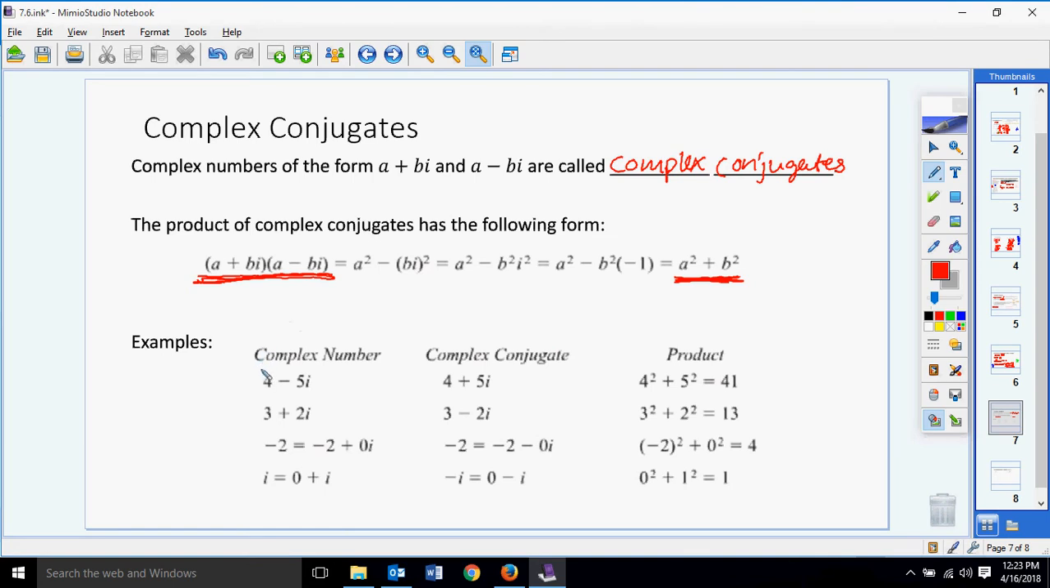So for instance, if I were to multiply these two conjugates, 4 minus 5i and 4 plus 5i, I'm squaring the 4 and I'm squaring the 5. There is no more I. So 4 squared is 16 plus 5 squared, so 25. You get 41. Notice that all of these complex conjugates multiplied by each other just result in a number. There's no more I.